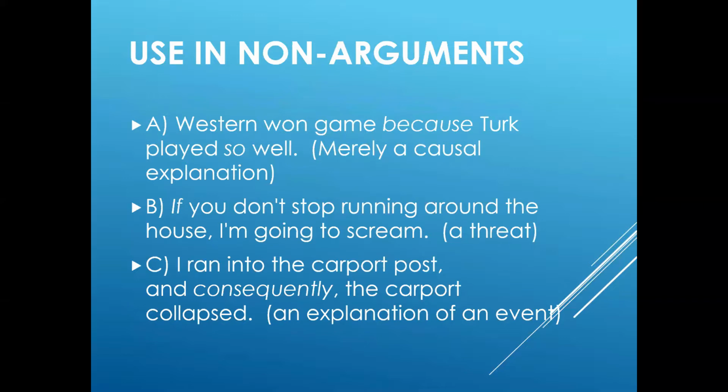So sometimes some of the argument indicator words that I've mentioned, words like because and if and consequently, which would indicate a conclusion is coming up, can be used in different ways, of course. So because doesn't always say, here's a reason to believe something, but instead it sometimes says, here is the cause of what we are stating. So if somebody says Western won the game because Turk played so well, that is not an argument. It's somebody giving a causal explanation for why we won. It's not an argument.